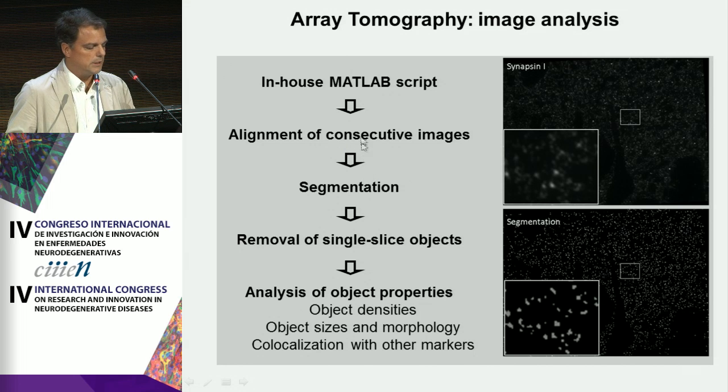I won't go over the details, but we have engineers in the group that have helped develop this script. You align the images, you do a segmentation, as you can see here, and basically your output is the number of synapses, what we call object densities. You can also look at the morphology of the synapses or colocalization with other markers. So I'll give you some examples here.